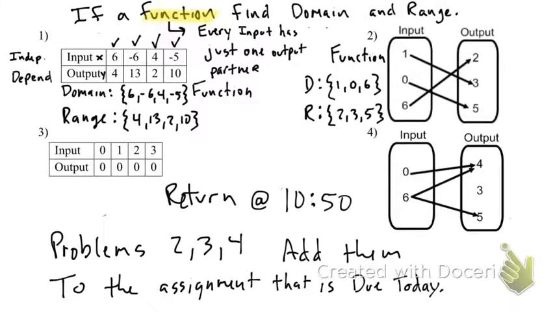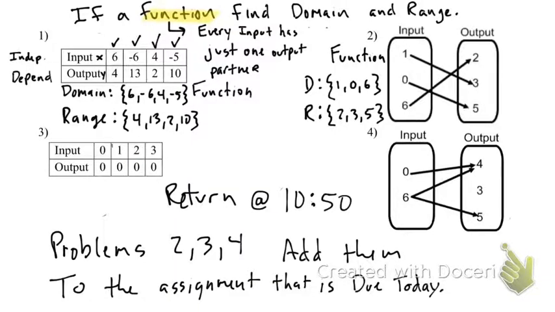Number 3 looks a little different, but we just treat it exactly the same way. So we're going to check every input. Does it have only one output? All right, so let's start with 0. 0 has the output of 0. So 0 has one output. Good. Does 1 only have one output? And the answer is yes. Actually, 1 only has one output, and that output is 0.